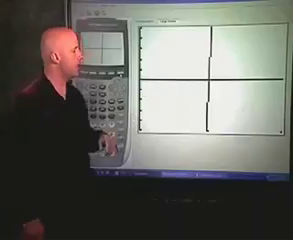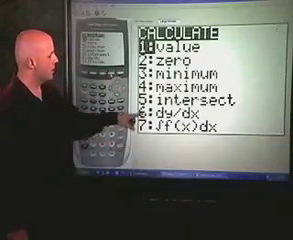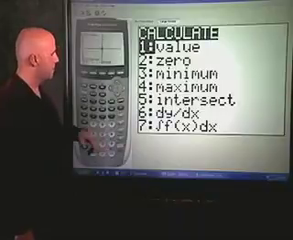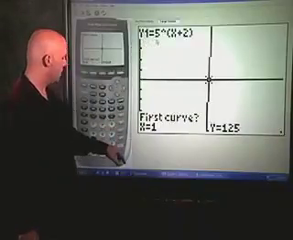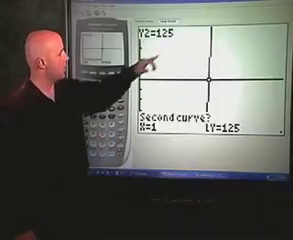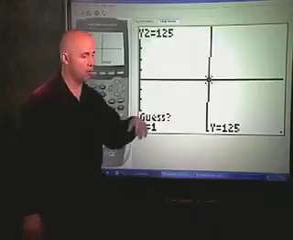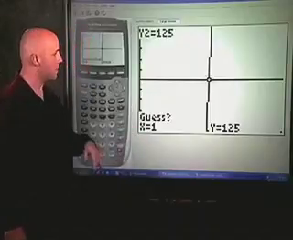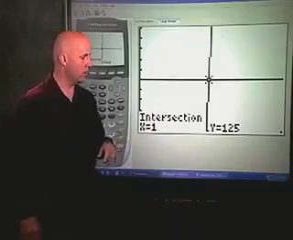So we're going to use our intersect command. Go to our calc menu. Pick option 5 for intersect. The first curve is on y1 already, so we'll hit enter. Second curve, we're on y2. Just hit enter. And our guess, looks like we're pretty close already, so we'll just hit enter. And we find that the intersection point is at 125.